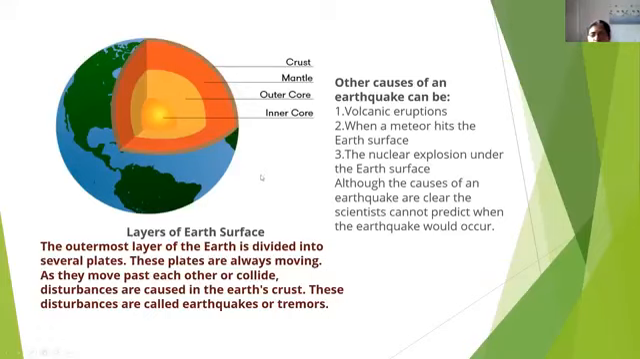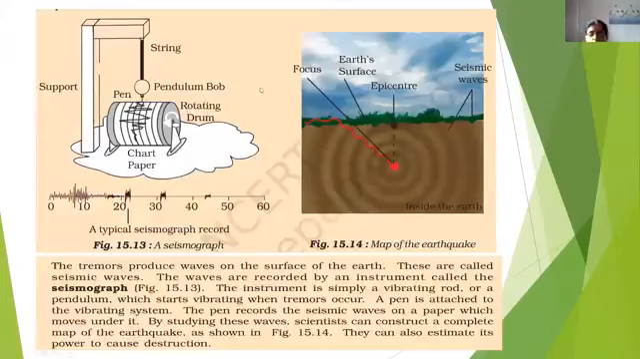The major cause of earthquake is disturbance in the earth's crust, and various other causes of earthquake can be volcanic eruption, a meteor hitting the surface of the earth, and nuclear explosion under the earth's surface. Even though we know the causes of earthquake, scientists cannot predict when and where the earthquake would occur. And how can we find out the strength or magnitude of an earthquake?